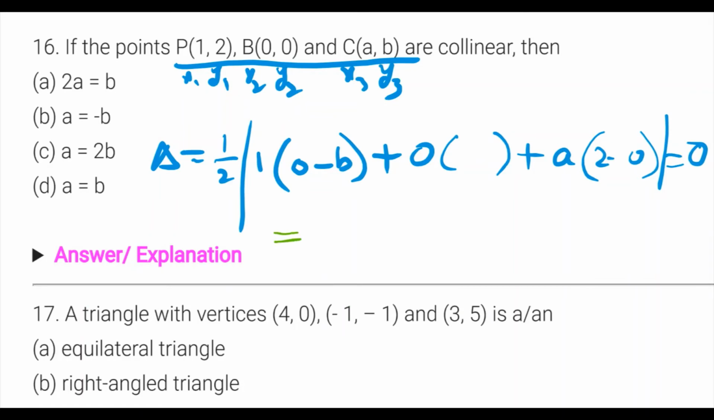So sending this 1 by 2 to the right hand side becomes 0, minus b plus 2a equals 0. So b equals 2a. So option A is the answer.